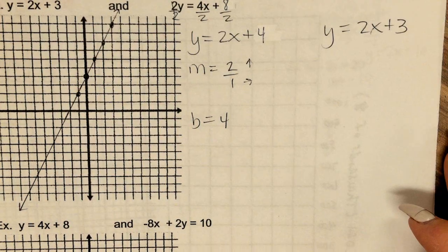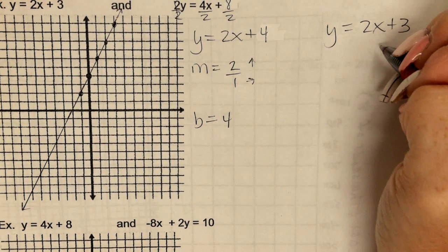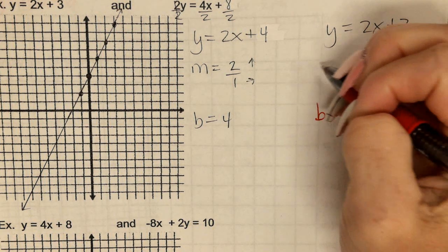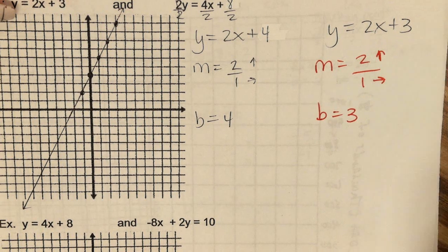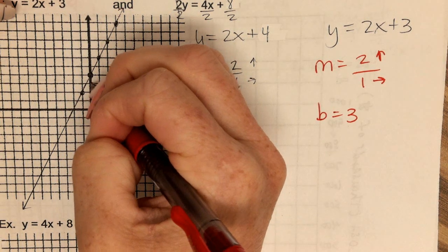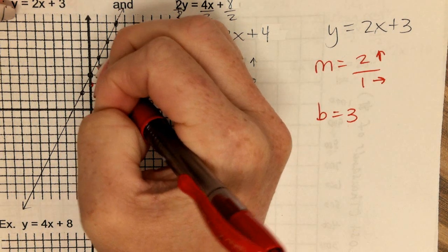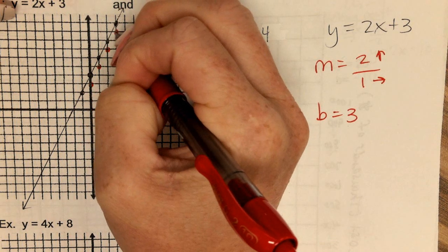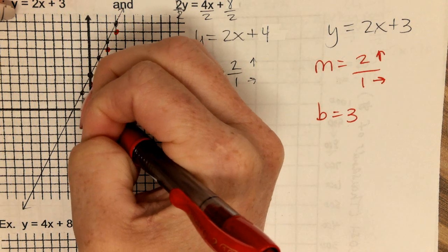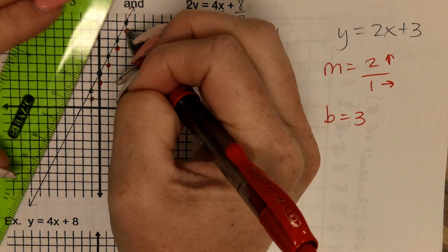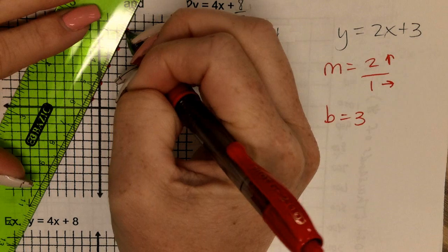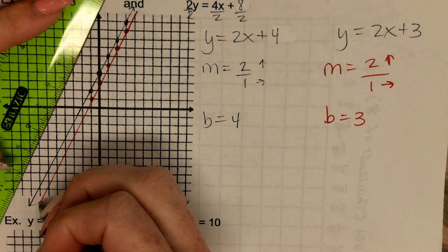And then we're going to graph the next one by starting at the 3 and still going up 2 and right 1, or down 2 and left 1. They're really, really close together, but they are parallel, meaning they will never touch.